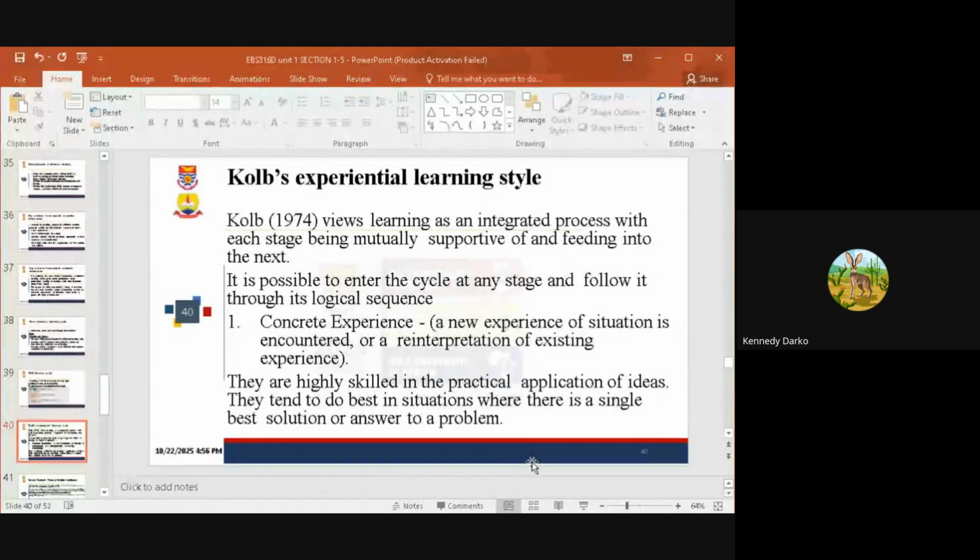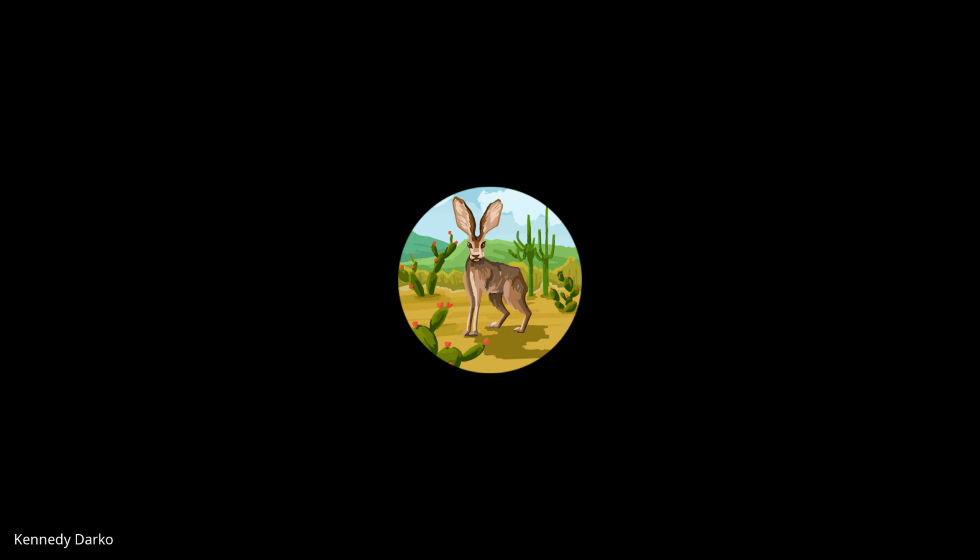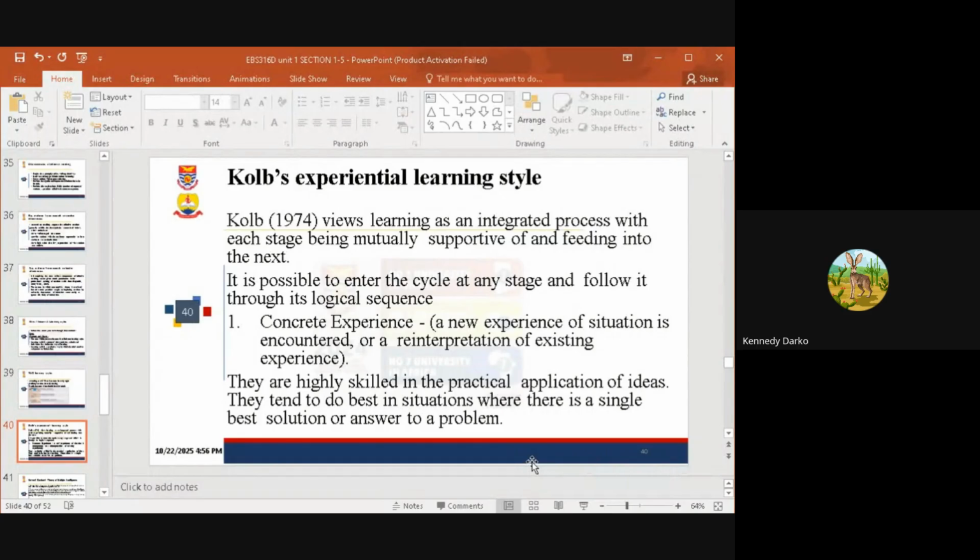Now we have concrete experience. In concrete experience, a new experience of situations is being encountered, or a reinterpretation of existing experiences. As a result, with the concrete form of teaching, we have to teach the children from known to unknown. From known to unknown, what do we do? If it's known, we must touch, we must see the thing. The children should feel it. That's the concrete aspect. The known is what the children know. You are teaching from what they know to what they don't know.